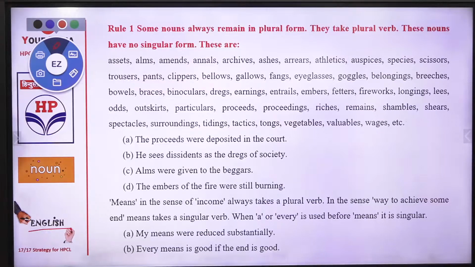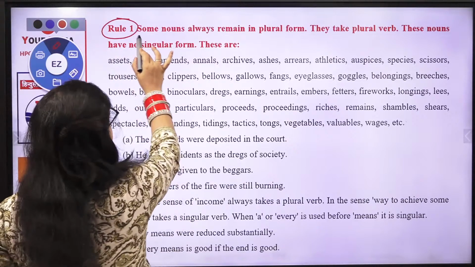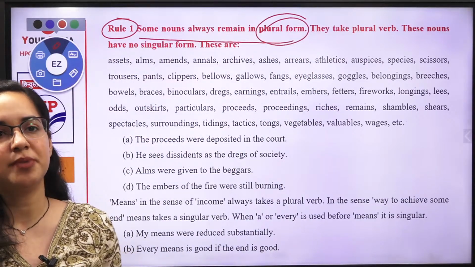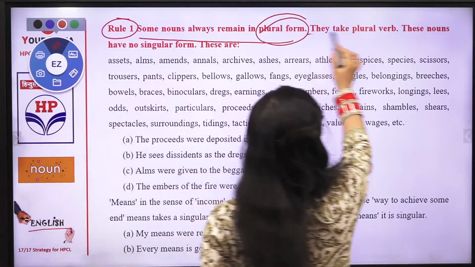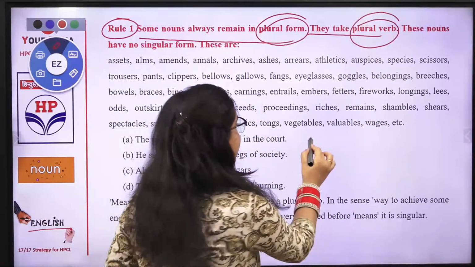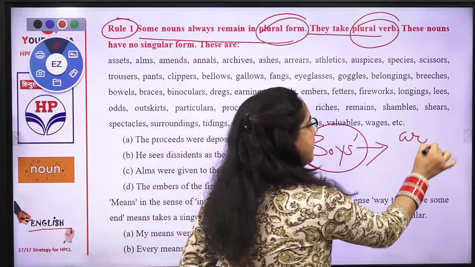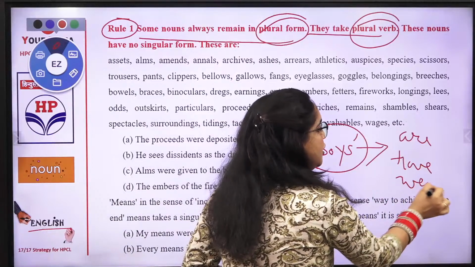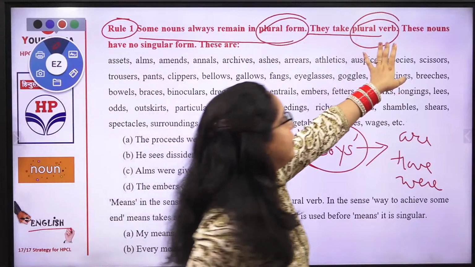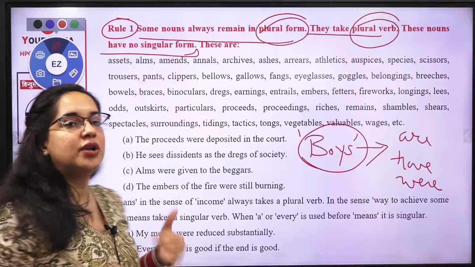Now, the very first rule, this is learning based, though we will read it in the class. Some nouns always remain in plural form. कुछ nouns होते हैं जो हमेशा plural forms में ही रहते हैं. They take plural verb. Plural form है तो plural verb है. Plural form कैसी होती है? Boys. Plural form है. अब plural form के साथ verb कैसा जाएगा? Are जाएगा या फिर have जाएगा या फिर were जाएगा. So there are some nouns जो हमेशा plural form में ही exist करते हैं और plural verb ही exist करते हैं. These nouns have no singular form. इनकी singular form ही नहीं होती है.